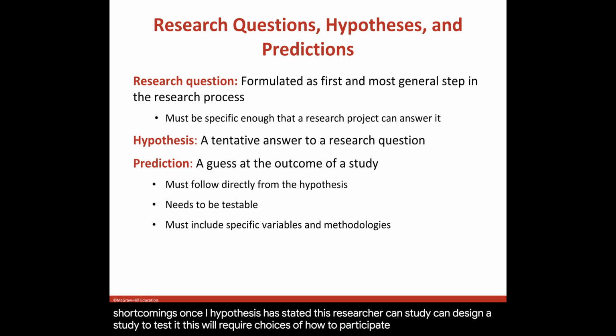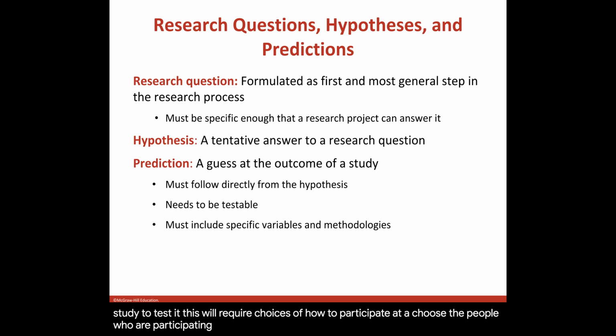Once a hypothesis is proposed, data must be gathered and evaluated in terms of whether the evidence is consistent or inconsistent with the hypothesis. Once the study is designed, the researcher can make a specific prediction about the outcome of the study. A prediction follows directly from a hypothesis, is directly testable, and includes specific variables and methodologies.